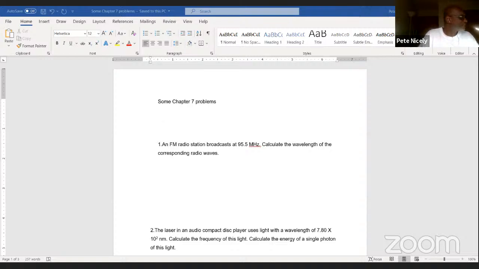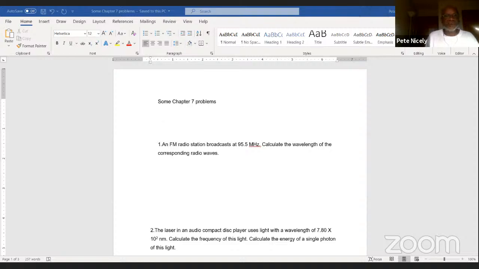Question number 3. Oh, wait a minute. I'm not finished with question number 2 yet, actually, because question number 2 has a second part which says calculate the energy of a single photon of this light. So the formula for calculating the energy of a photon is right here. E is equal to h nu. So let me squeeze that down here.